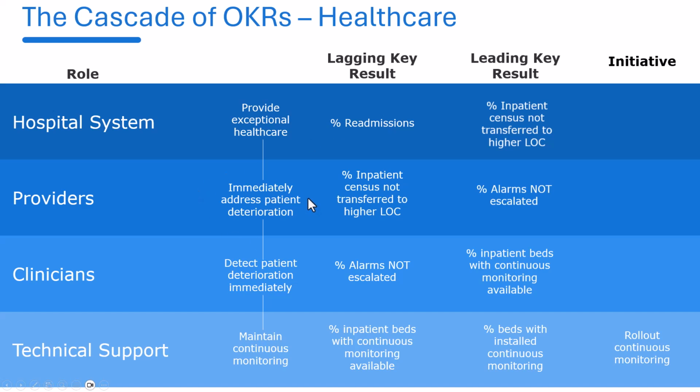Now, the other way to look at this is often your boss's key result informs what your objective is. In other words, if the key result here is the number of patients not transferred to a higher level of care, that informs the objective of immediately addressing patient deterioration. If one of their key results is alarms not escalated, then that informs an objective the next level down about detecting patient deterioration immediately. So these models aren't true in every instance, but in this example, they happen to give us a framework to think about as you're considering your objectives and your key results.